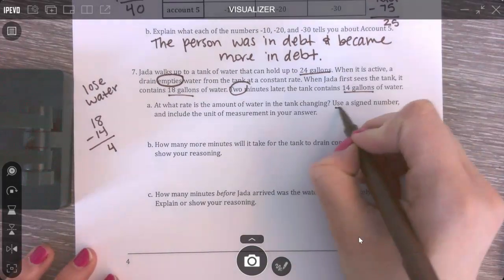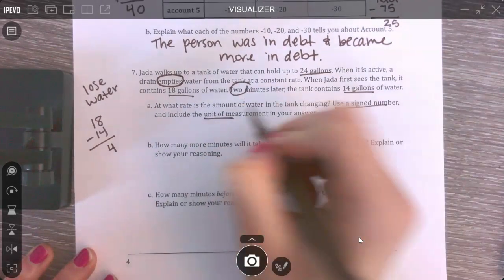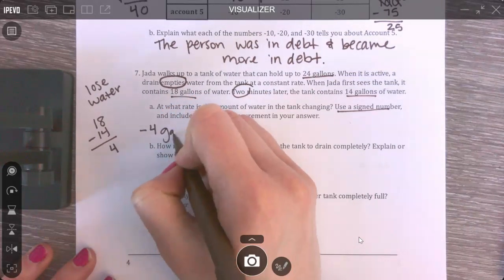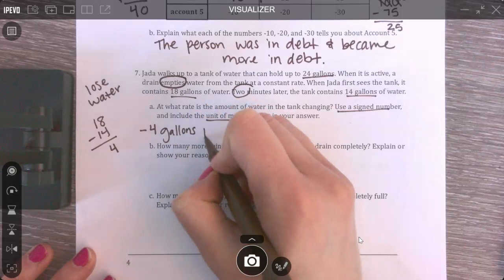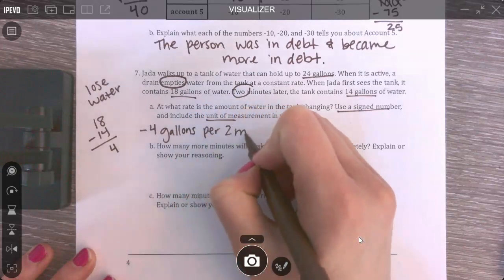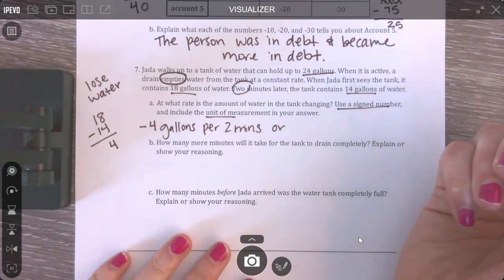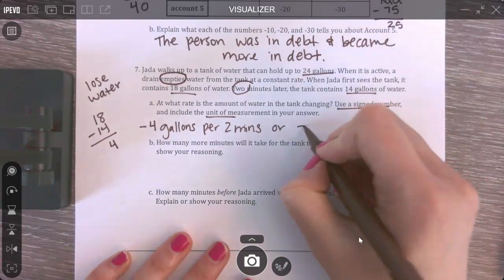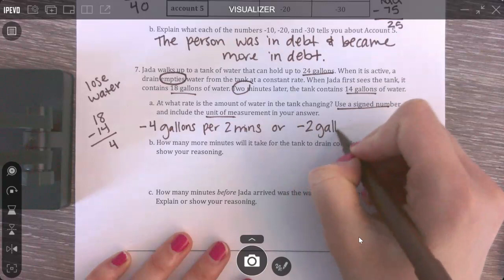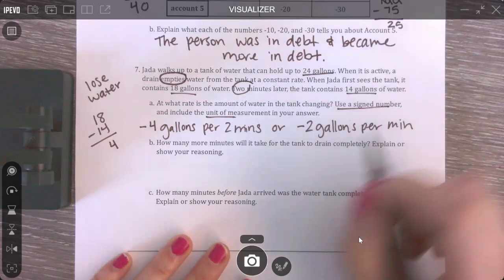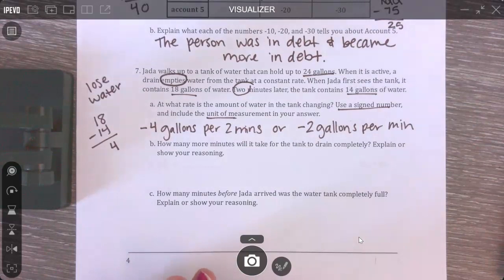So we need to use a sign number and include our units. So I could have said negative 4 gallons per 2 minutes. Or if you were able to think about, well, what was the rate for 1 minute? You would think negative 2 gallons per minute. I took either of these as answers.